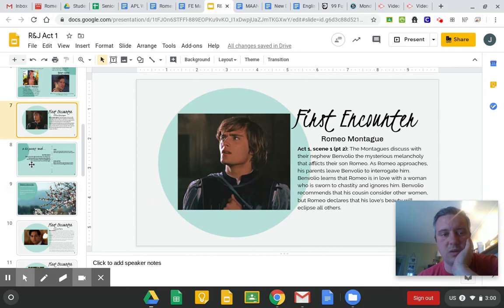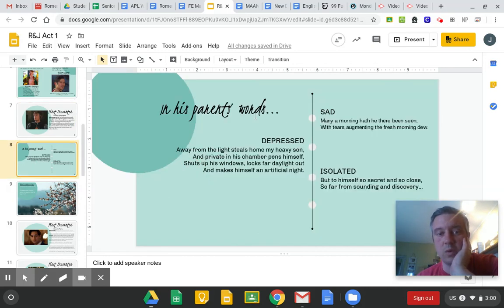The next slide is a little of the actual language from the text. So this is what Romeo's parents said about him. They're talking to his cousin Benvolio, and these are some of the things that they say about him. So I want you to think about how that characterizes Romeo.